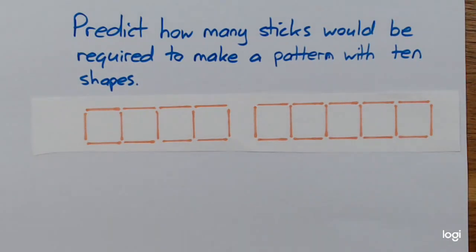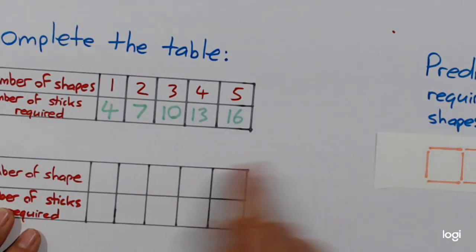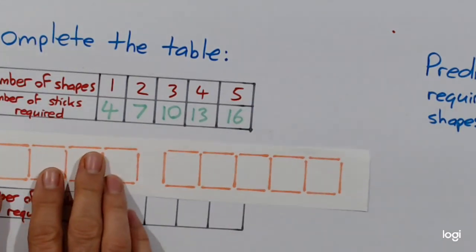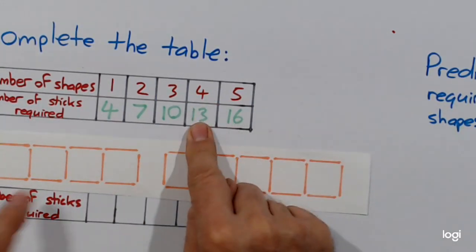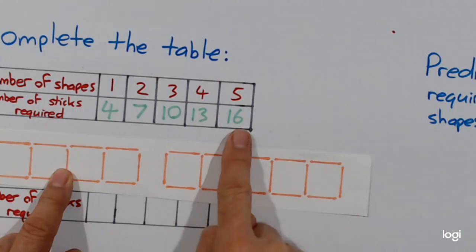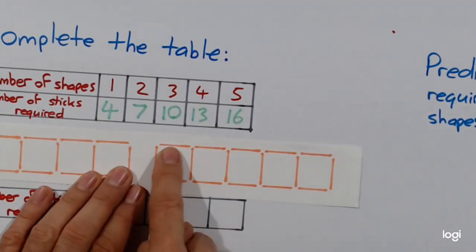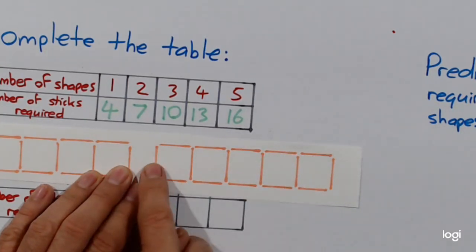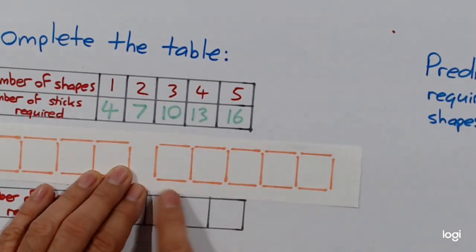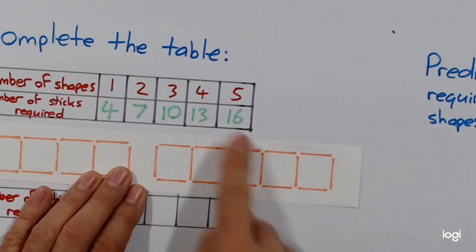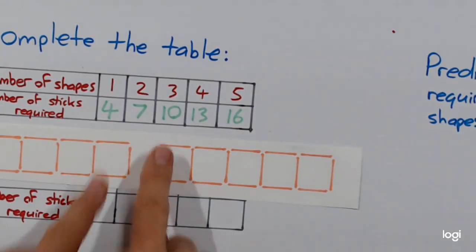Right? So this will have 13 sticks, and this one will have 16 sticks. 5 squares, 16 sticks. So I bet I'm right. 1, 2, 3, 4, 5, 6, 7, 8, 9, 10, 11, 12, 13, 14, 15, 16. It works, right? So this is correct.